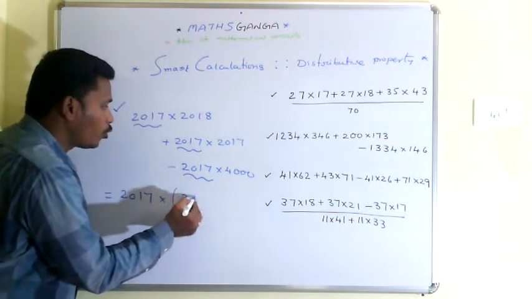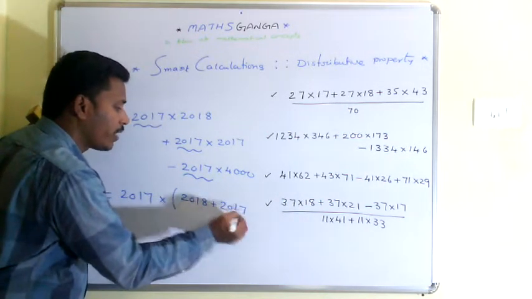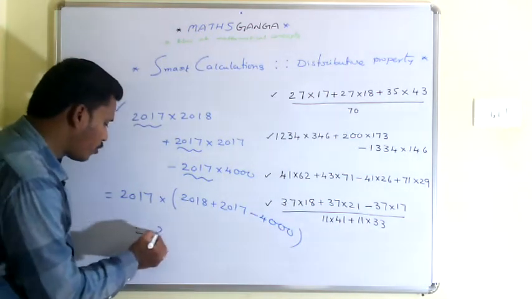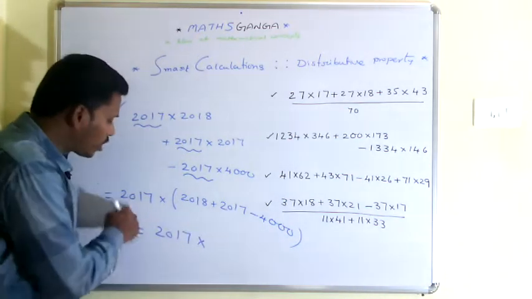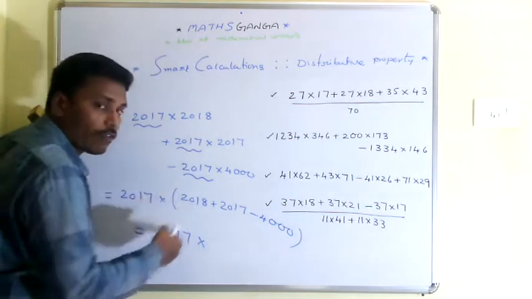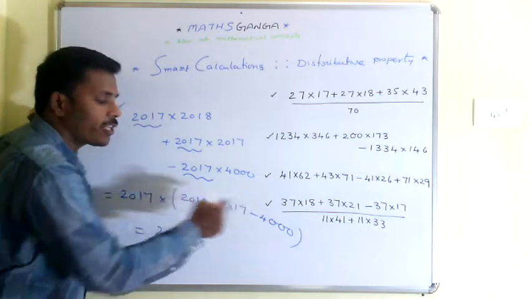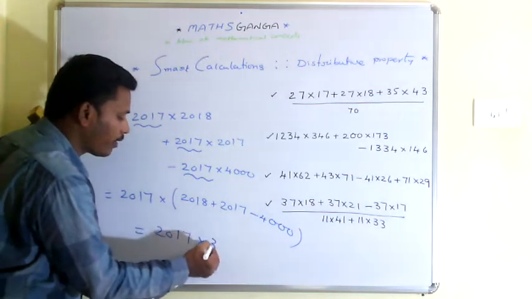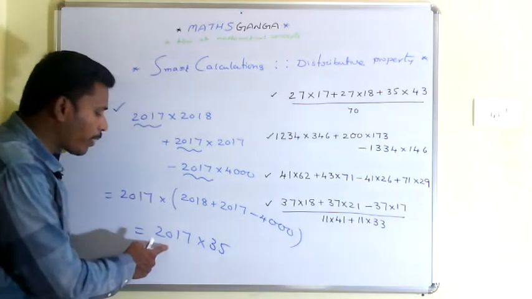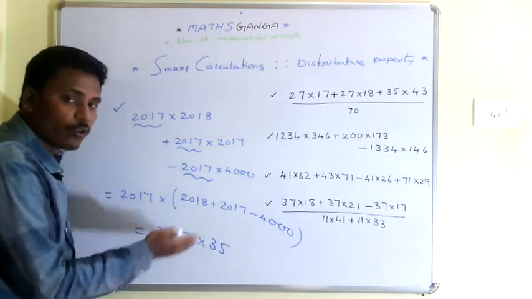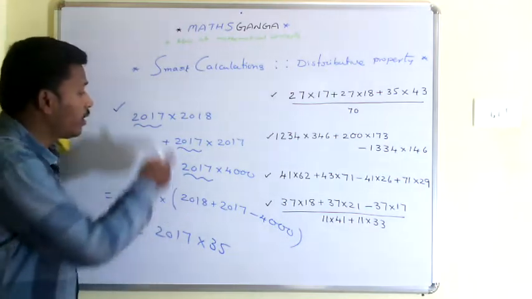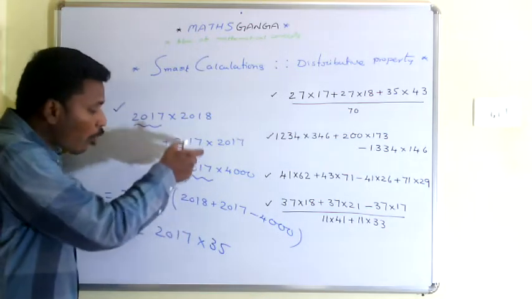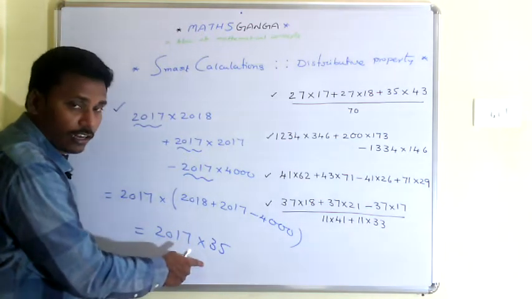What are the remaining ones? 2018 plus 2017. Since I have minus here, minus 4000. So that is equal to 2017 into, okay, instead of distribution, I collected back and then I have to simplify. See, 2018 plus 2017 minus 4000. So 2000 will get removed. 18 plus 17 is nothing but 35. Now, if you multiply 2017 with 35, that's enough to get the answer. Without multiplying these larger numbers, using the distributive property, the problem gets simplified to 2017 into 35.